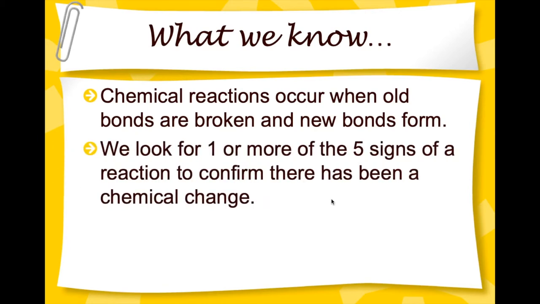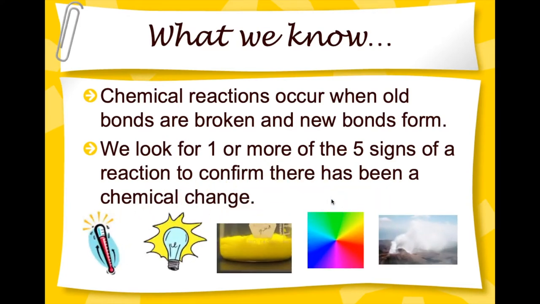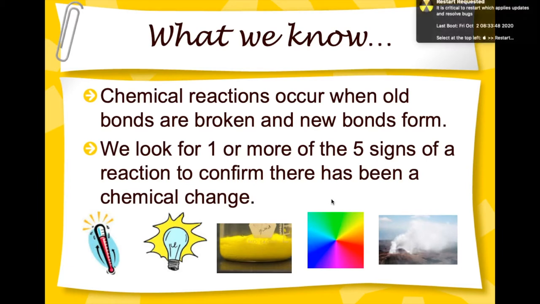So remember, we're looking for one or more of the 5 signs of a reaction to confirm that there has been a chemical change. You can jot these down if you need to, but the signs we're looking for are one or more of these things: temperature change, light given off, precipitate, color change, usually with something else, and then gas given off. If we see those things, then that's our clue. Oh, this is a chemical change. Old bonds have been broken. New bonds have been formed. What would that reaction look like? And then we move forward.